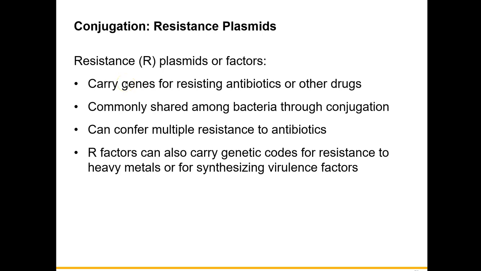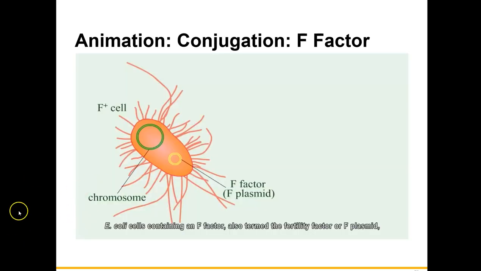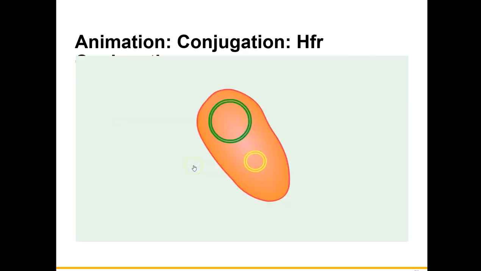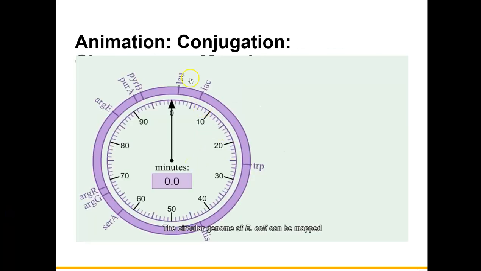Conjugation has resistance plasmids. These carry genes for resistance to antibiotics and other drugs. They are commonly shared among bacteria through conjugation and can confer multiple resistance to antibiotics. Resistance factors can also carry genetic codes for resistance to heavy metals or for synthesizing other virulence factors. And here are some videos on conjugation that you can watch.